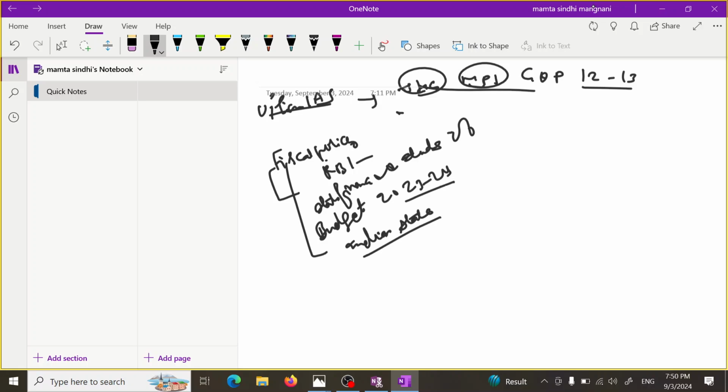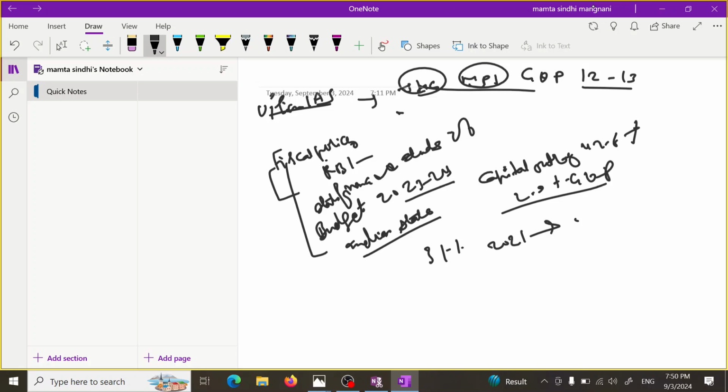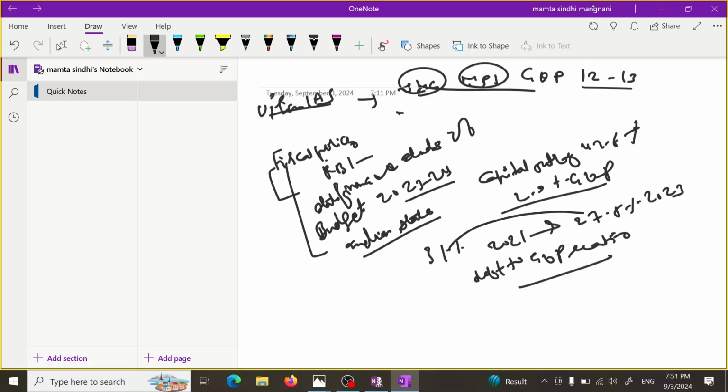So the capital outlay of the budget increases. Capital outlay, we have 42.6%. It is 2.9% of GDP. Okay, and debt to GDP ratio, that is 31% in 2021, and it is now 27.5% in 2023. So this is the debt to GDP ratio.